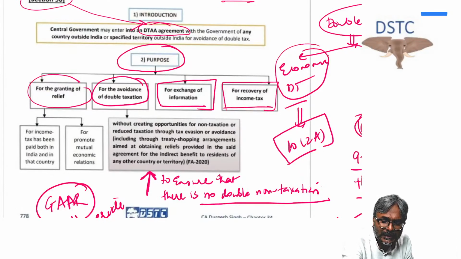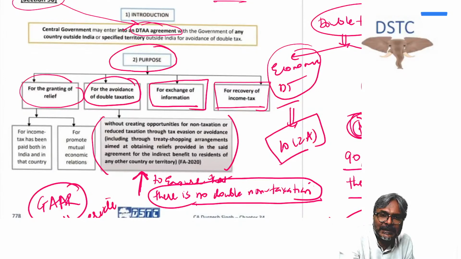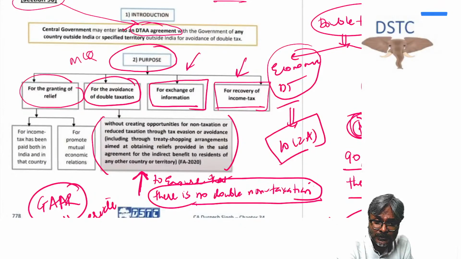We are all aware. But one of the most important amendments that has happened in the recent past is this. The amendment is that the purpose of the treaty is not only to provide relief from double taxation, but also to avoid double non-taxation. They have to ensure that there is no double non-taxation. This is also the purpose of the treaty. Apart from that, students, the exchange of information and also the recovery of income tax. This could be a possible MCQ-based question, students.